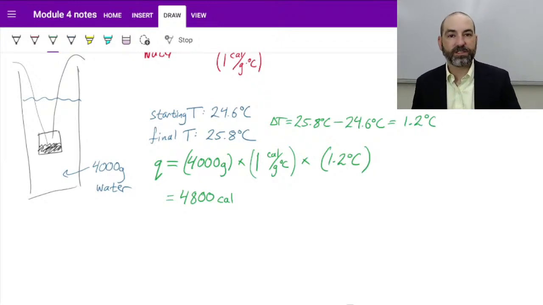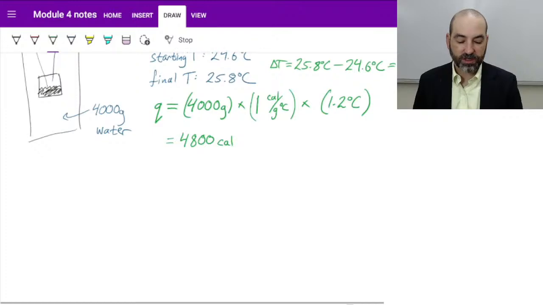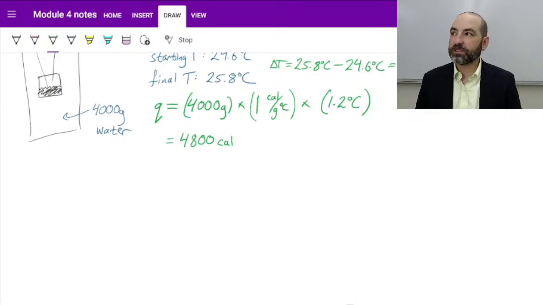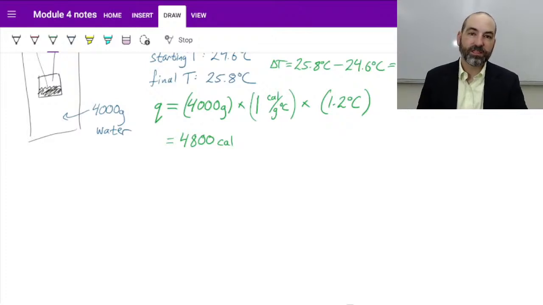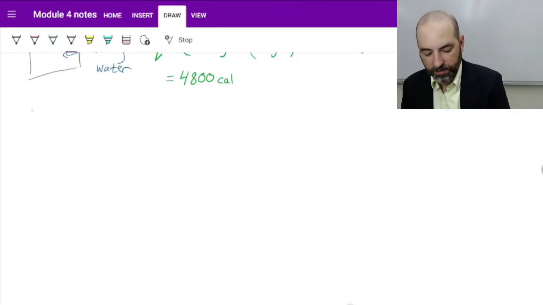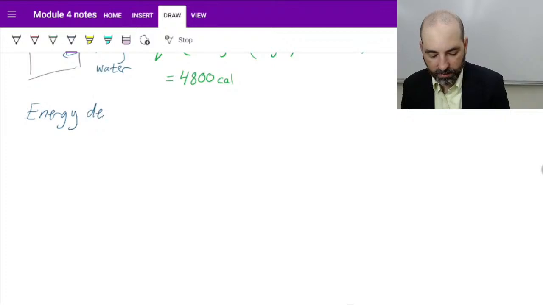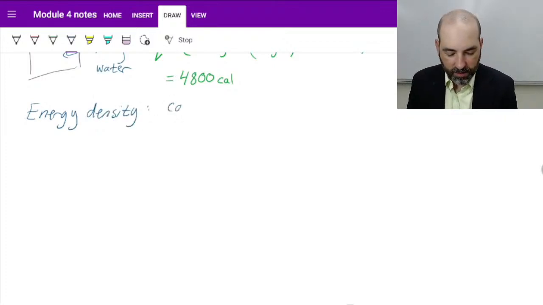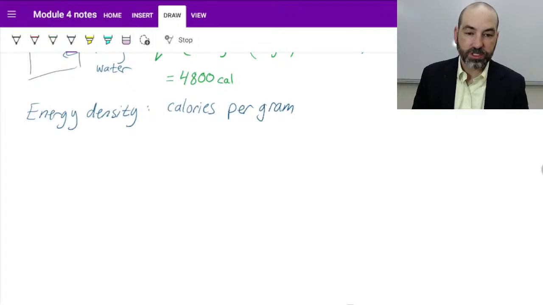So we have to have a way of standardizing these measurements so that we know how many calories ethane actually has per a certain amount, not just how many calories came out of it in this particular experiment or this time. And the measurement that we use for that is something called energy density, which for us is going to be calories per gram.